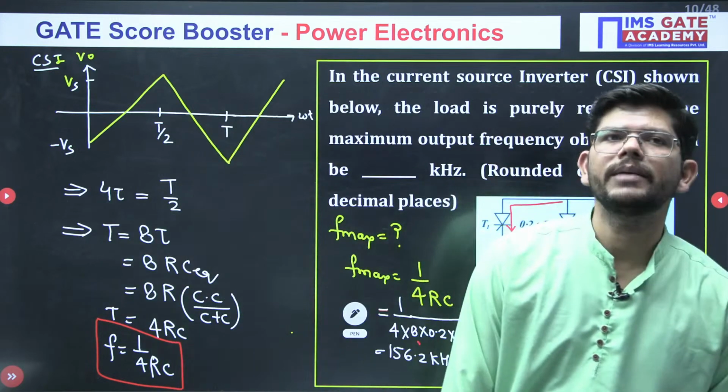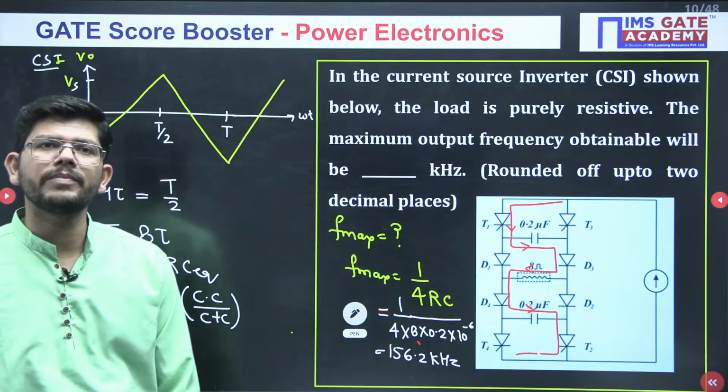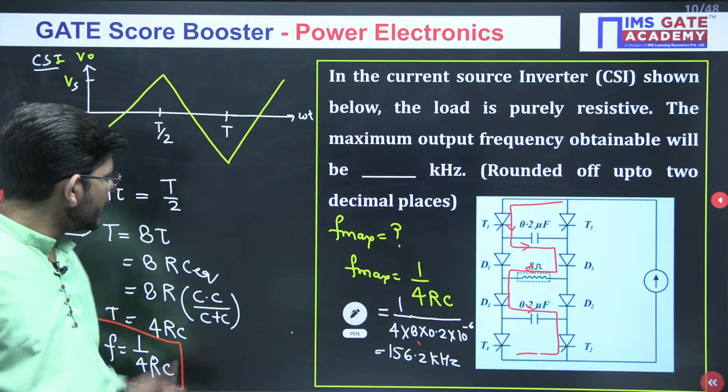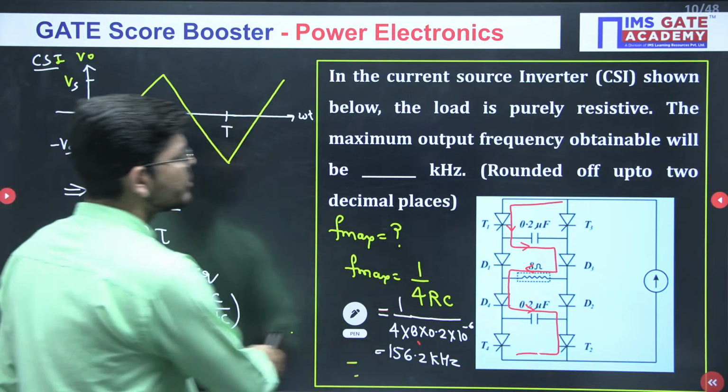So do not forget to do this analysis, or else you can make a mistake in these questions. 1 by 4 RC is applicable when both the capacitances are the same, and normally we keep both capacitances the same. If they are not the same, then this analysis will be useful for you. Very good, so we are done with this question.